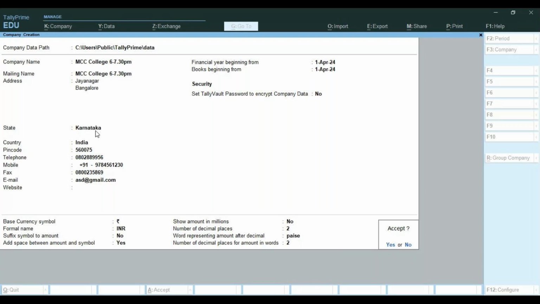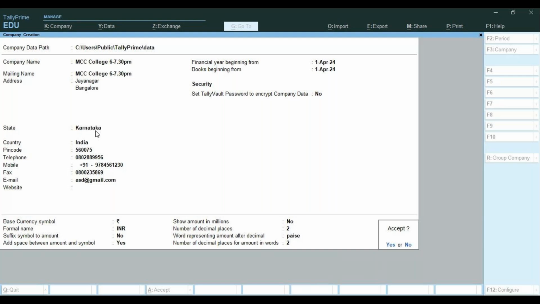You want to take a picture, I will only take a picture inside. Ma'am, I do not have that security option. It's okay, it's okay. Base currency, security option, and then after that formal name, I don't have anything. Suffix, space between. Yeah, it's okay. Okay, ma'am.